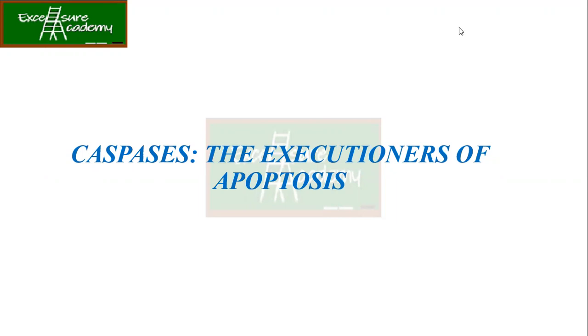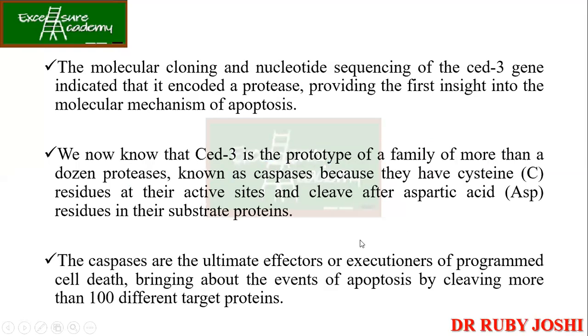Okay, so in this lecture we are going to discuss the caspases, and they are the executioners of apoptosis. यानी कि कौन फांसी का फंदा खींचने वाला कौन है? Caspases हैं, ठीक है. So molecular cloning and nucleotide sequencing of the SET3 gene.